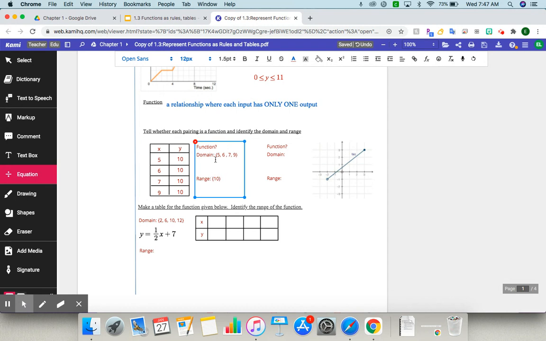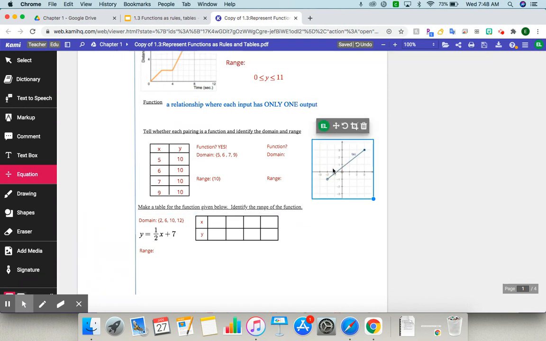Now we must ask ourselves, does each input have only one output? So an input of 5 has one single output of 10. An input of 6 has one single output of 10. Input of 7 has one single output. Input of 9 has one single output. So I can answer this question with a yes. Each input has only one output. And you might be wondering, but they're all an output of 10. That is absolutely okay. As long as the inputs only have one output, they can all be the same.